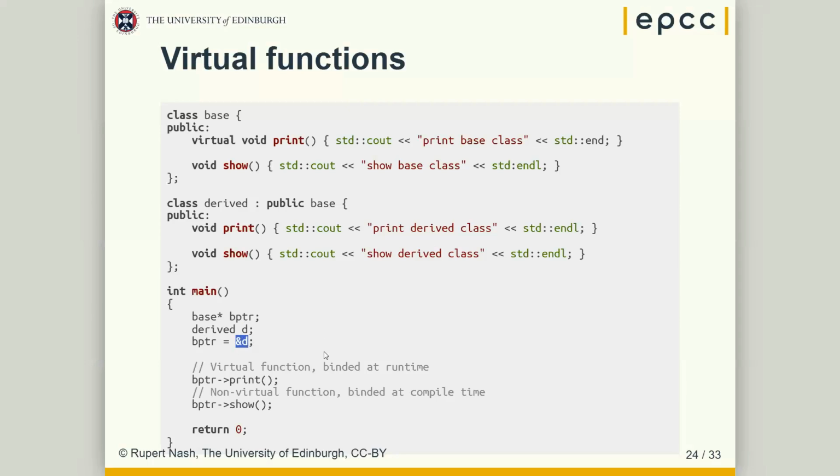At no point here have I explicitly created a version of the base class, an instance of the base class, inside my main function. All that's happening is there's a base class pointer which is pointing at this derived class. And then we're going to call through the base pointer print and show.